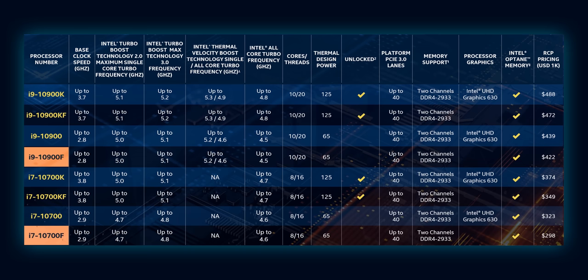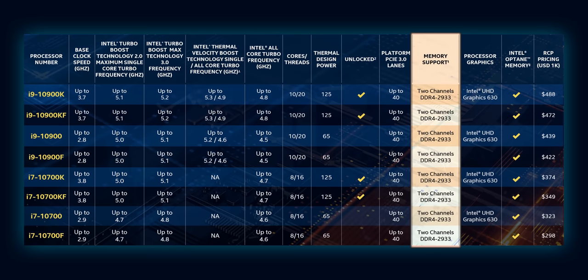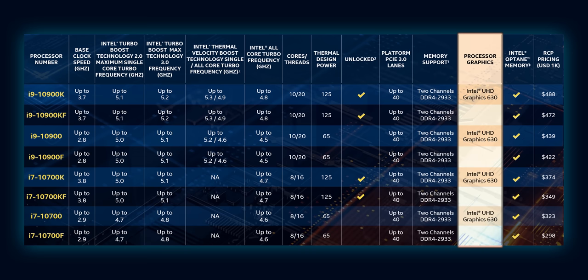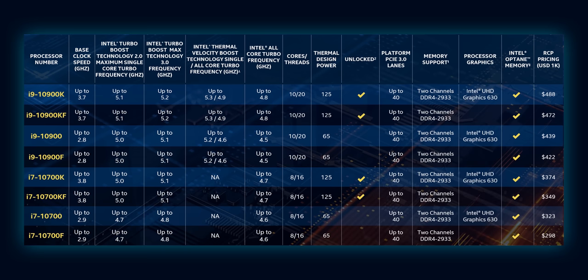Finally, there's an F model with identical speeds as the more efficient version, but it has a disabled graphics core, and only the K-series CPUs can be overclocked. Some things you'll see as common on all of these processors are memory speeds of 2933 MHz, the same 40 platform PCI lanes as Coffee Lake had, and the same old UHD 630 graphics. So yes, Comet Lake is basically a refresh of 9th gen.